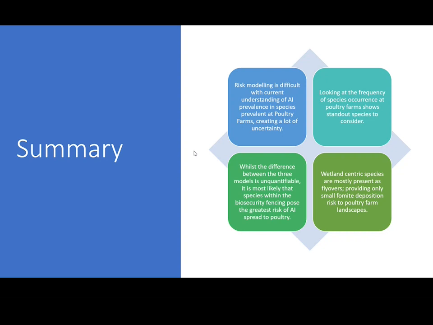You have to remember that species that are seen within this fence aren't necessarily species that are going inside the poultry sheds, because we're talking about housed poultry for these surveys. So this is birds that are depositing fomite as close to these sheds as possible. It might then be that something else is getting that material into a shed. And then wetland-centric species are most present as flyovers, providing only small fomite deposition risk to poultry farm landscapes.